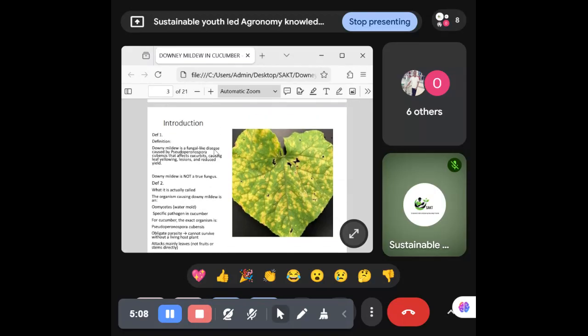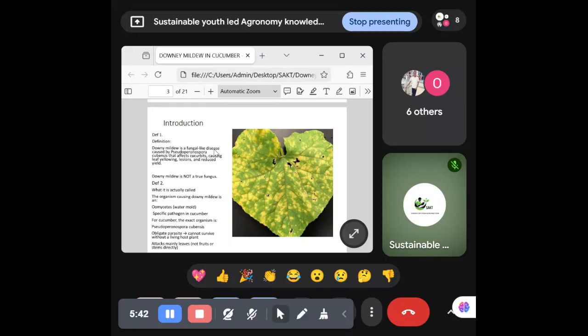Most times when we talk about downy mildew, there's this misconception that it is a fungal disease, though it looks like a fungal disease. That's why it's difficult for many farmers to really fight it, because you are fighting something you are not really aware of. Even though it looks like a fungus in terms of the damage that it does, it's not totally, it's partially a fungal disease.